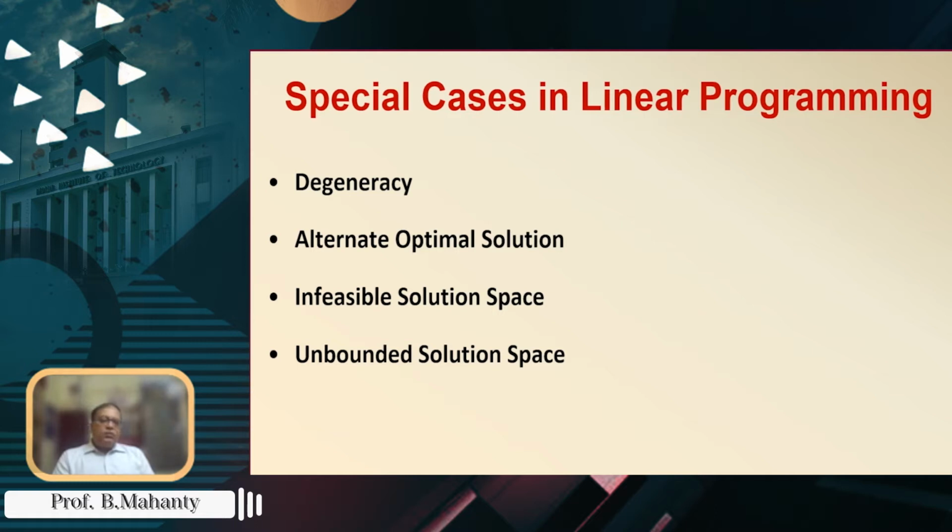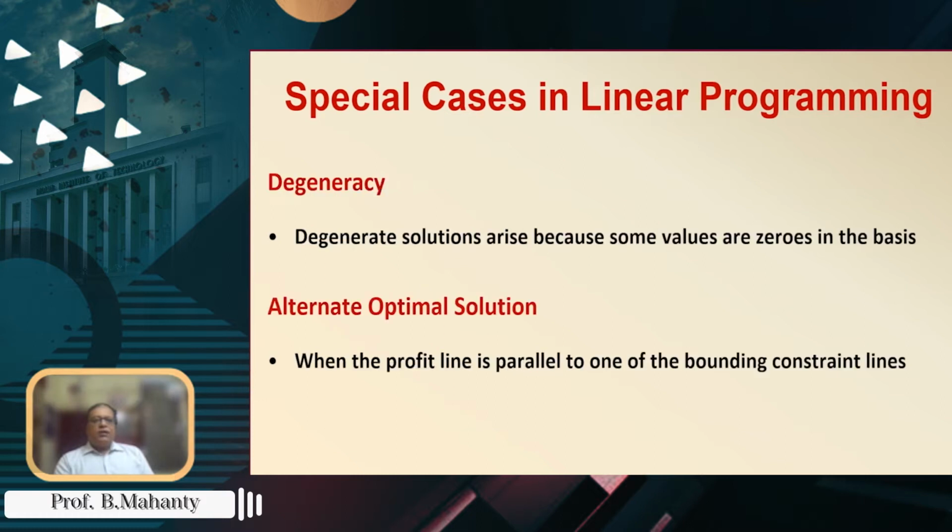Apart from that, we should also understand that when these are observed, what are their impacts on the solution that we have obtained in the linear programming problem, and what exactly we should do under these situations. Now, degeneracy occurs when some values are zeros in the basis.